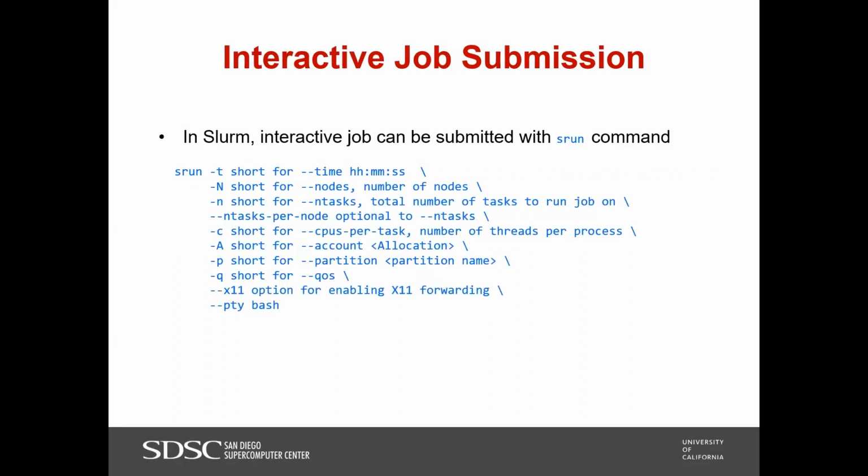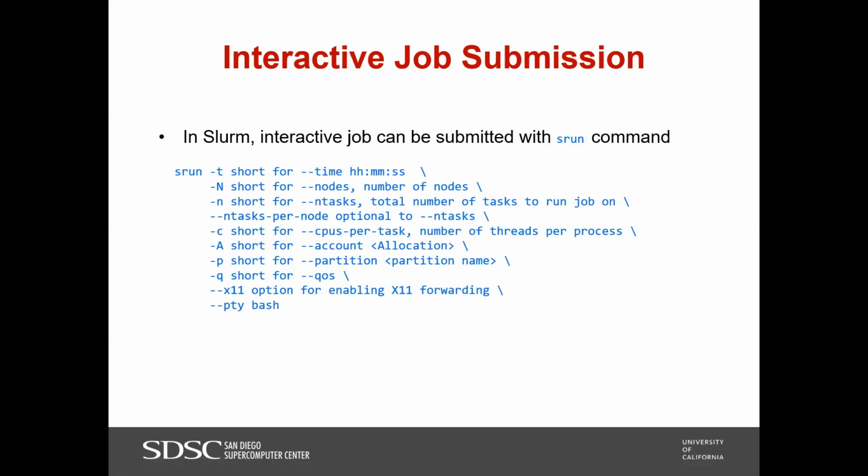Next is the interactive job submission. I will try to expand on this detail in the slides. In SLURM, an interactive job can be submitted with the srun command. That's a new command you need to learn to submit an interactive job. Here is the general syntax. You need to add some options. Some of them are optional, of course, but generally you need to specify the time, which is --time or -t, in the hours, minutes, and seconds format.